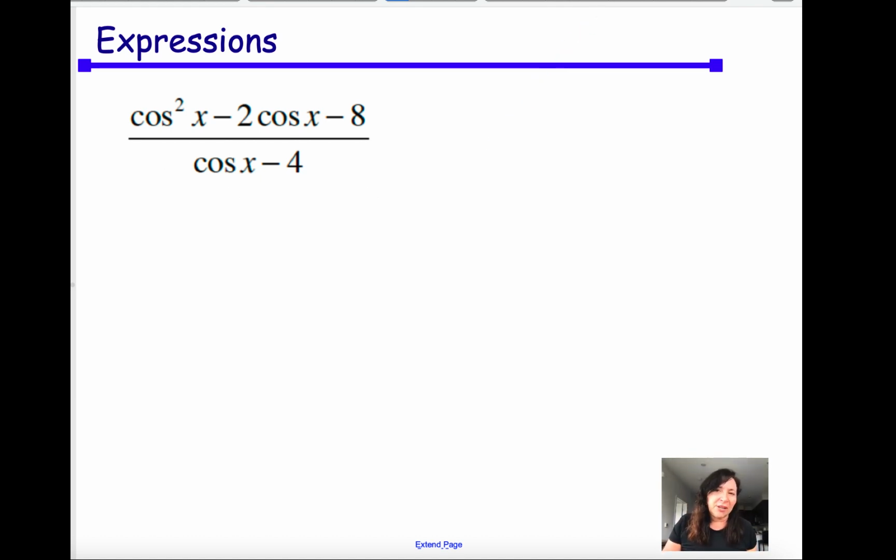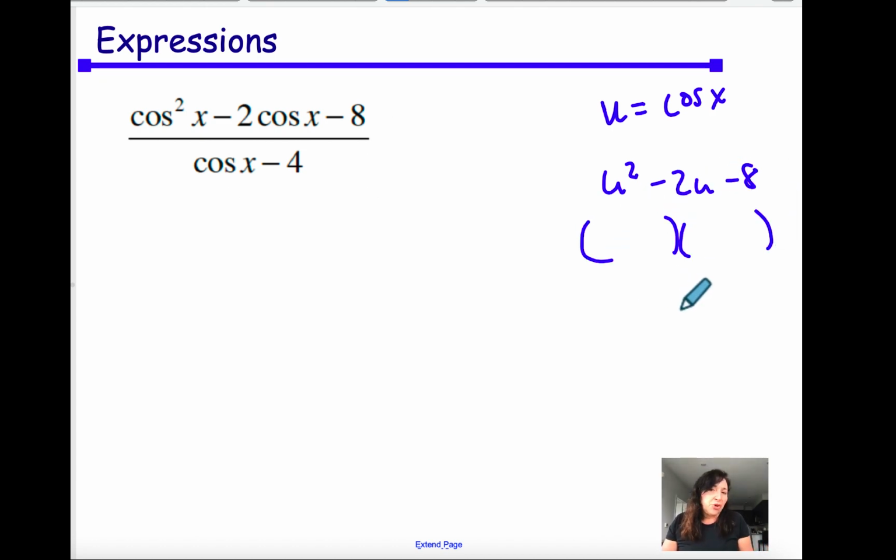And so expressions are not solving anything. All you're doing is simplifying what you already have. And so simplifying what I already have is this. And I notice that it is quadratic. I've got a cosine squared, a cosine, and a number. Now, you can use u substitution, which means I would say u is equal to cosine of x. Meaning, instead of seeing it like this, I would see it like this. I would say u squared minus 2u minus 8. And then I would factor based on this u substitution.